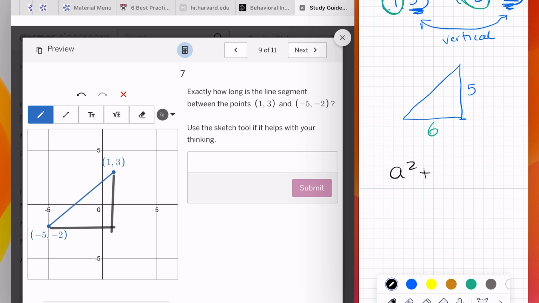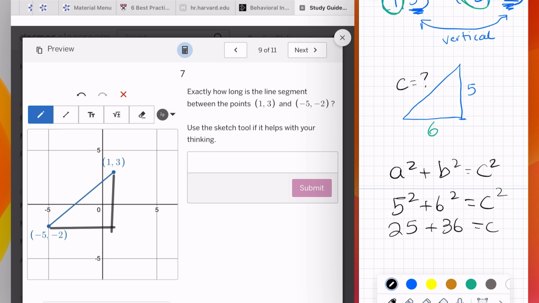Now we use the Pythagorean theorem. We're trying to find the hypotenuse, C. That's the diagonal. So we do 5 squared plus 6 squared equals C squared. It's 25 plus 36, which is 61. So C is the square root of 61.